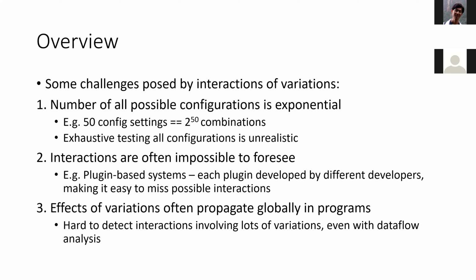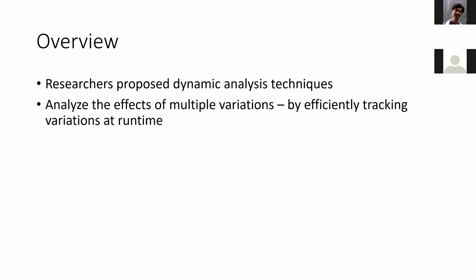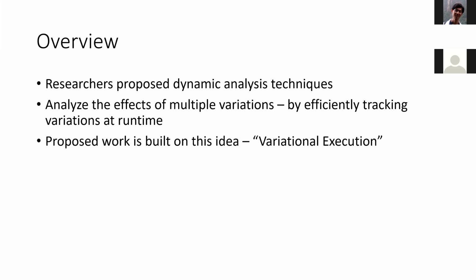And also the effects of variations often propagate globally in programs. Usually these variables are global variables, so it's hard to detect their interaction because they are global, and you can't really do that with data flow analysis easily. So what researchers proposed before this is a dynamic analysis technique, where they analyze the effects of multiple variations during runtime. This work is usually called variational execution, and the proposed work in this paper is built on this idea.